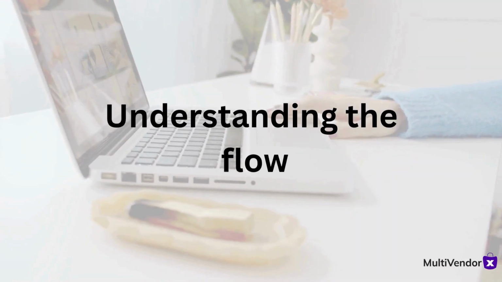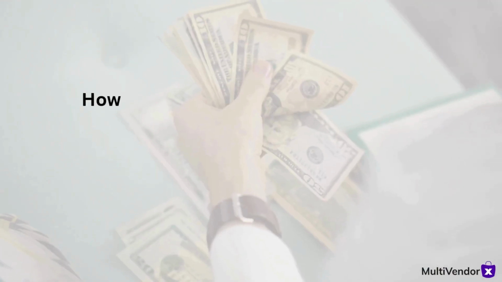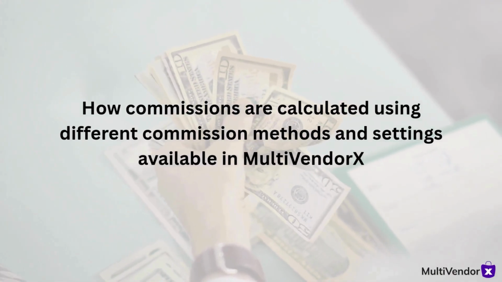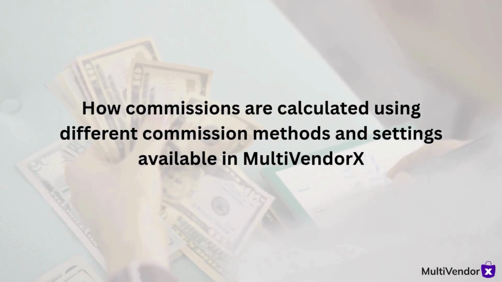First, we need to understand the flow. The customer places an order, Multi-Vendor X then calculates the commission, creates the store earning, moves the earning to the store wallet, and finally makes it available for payout. In this video, we will focus on how commissions are calculated using different commission methods and settings available in Multi-Vendor X.